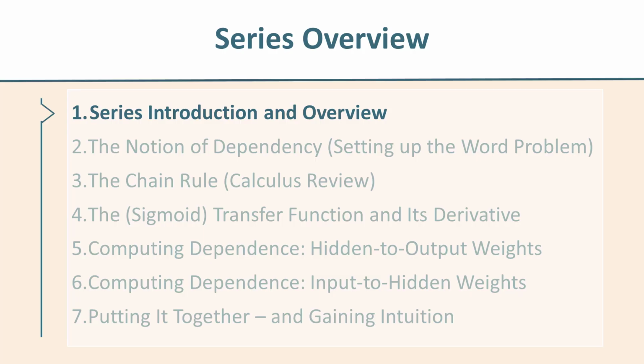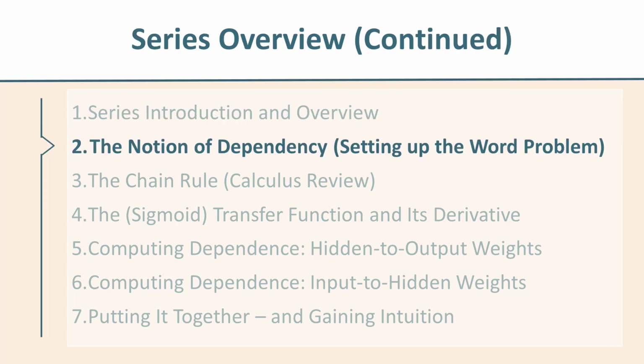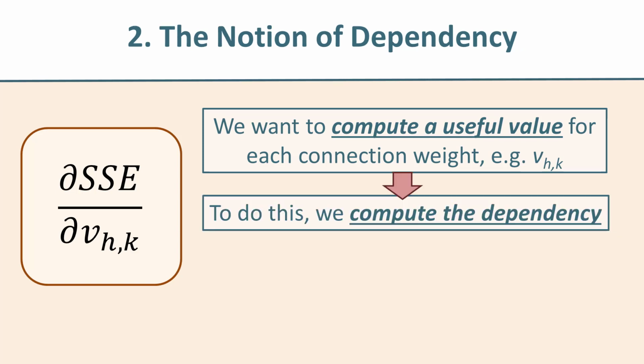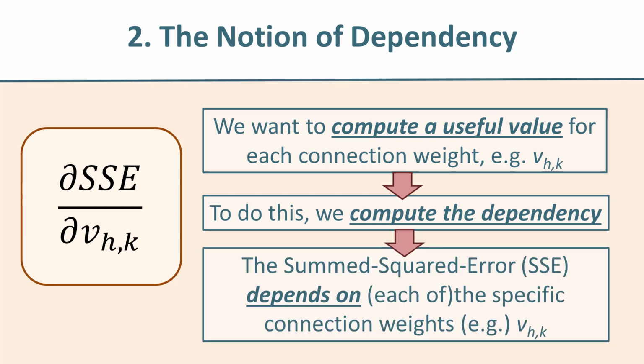So let's get back to the subject of this video, this being the series introduction and overview. In the next vid, what we're going to do is discuss the whole notion of dependency. This isn't a psychological dependency, it's a mathematical dependency, and it's the heart and soul of what we're doing when we derive the backprop equation. This notion of dependency, or what depends on what, is really a word problem kind of thing. It's figuring out how to set up the problem so we can move forward with the mathematical steps.